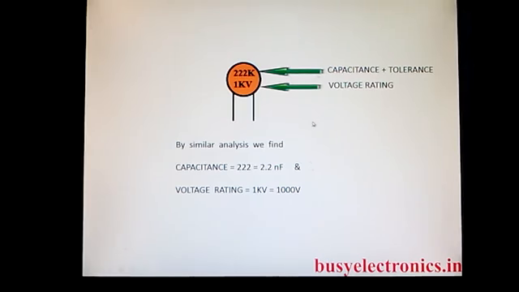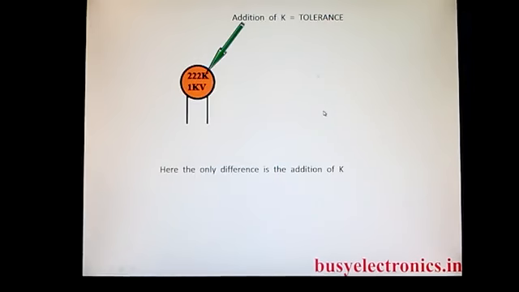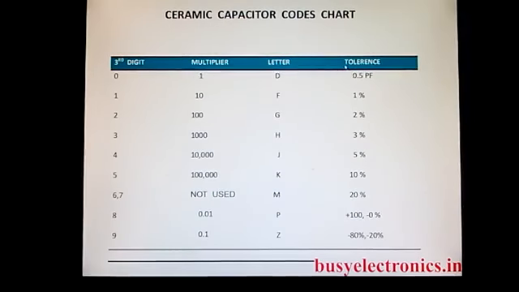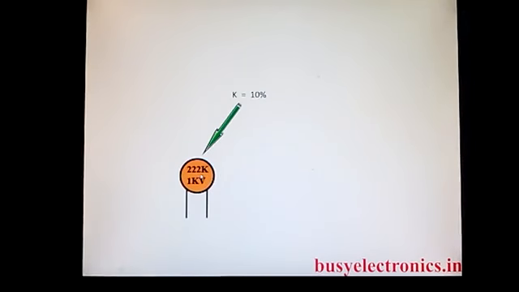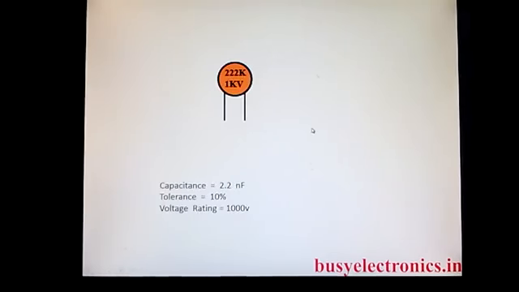So we now find the tolerance value. For that we use the ceramic capacitor codes chart. So this is the tolerance value, and from the capacitor code chart the value K has its tolerance value corresponding to it as 10%. So the K here is equal to 10%, which is nothing else but the tolerance value. So the tolerance value for this capacitor is 10%. So for this capacitor, the capacitance is 2.2 nanofarad, tolerance value is 10%, voltage rating is 1000 volt.